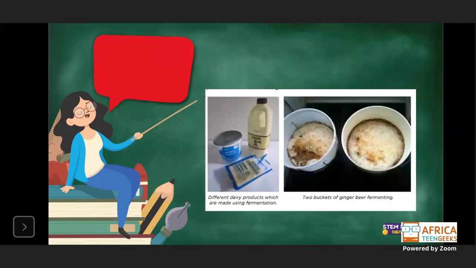Here we have the different dairy products which are made using fermentation. We have our cheese, our yogurt, and that looks like amazi. On the right-hand side, we have 2 buckets of ginger beer, which are fermenting. Tari says yogurt has good bacteria. Yes, it does, plain yogurt to be exact. So here we have the 2 buckets of ginger beer fermenting.